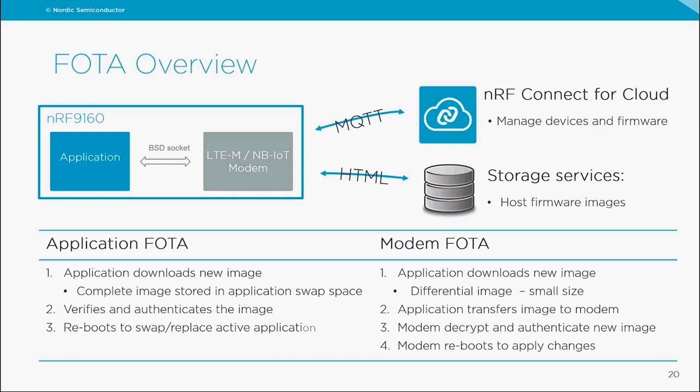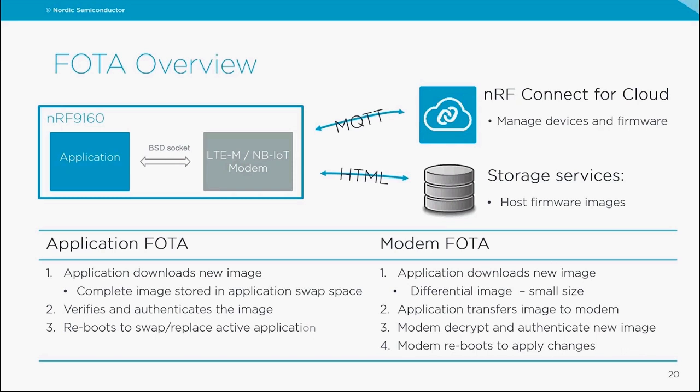The application FOTA downloads a full new image and stores it in swap space. That can be either on chip or off chip. And it verifies and authenticates that image, checks signatures, then reboots to swap and replace the active application with the new one. On the modem side, things are a little bit more advanced.